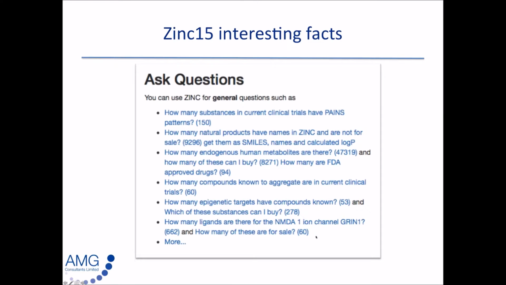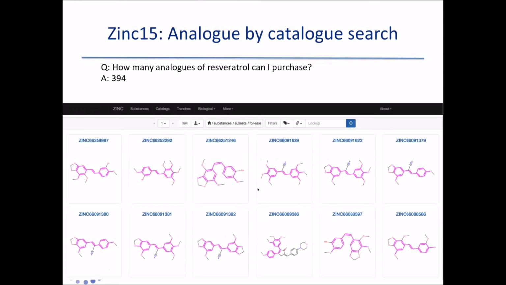It also has some interesting facts on its homepage. For example, there are 150 substances in current clinical trials with a PAINS pattern in them. There are also 60 which are known to aggregate, and aggregation is known to cause false positives in in vitro binding assays. Some of these questions are well worth investigating just to see what the answers are.